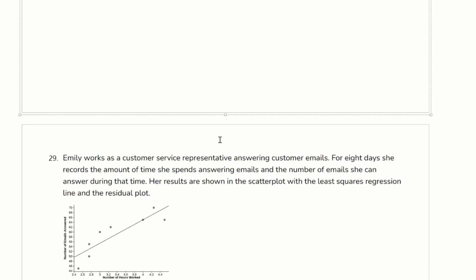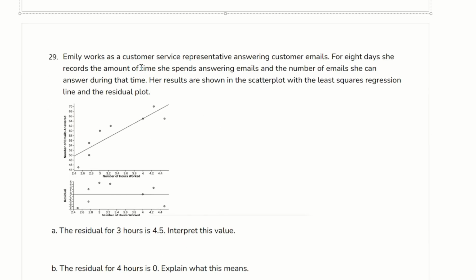All right, so now let's look at number 29. Emily works as a customer service representative answering customer emails. For 8 days, she records the amount of time she spends answering emails and the number of emails she can answer during that time. Her results are shown in the scatter plot with the least squares regression line and the residual plot.